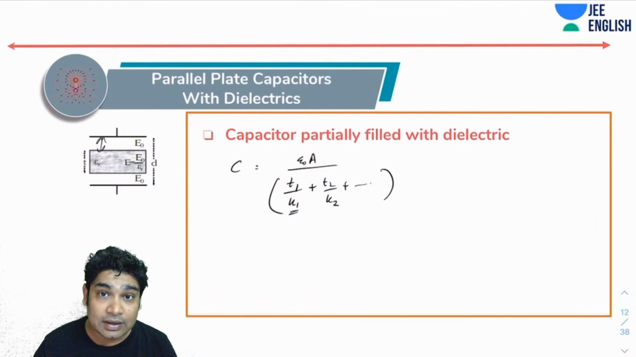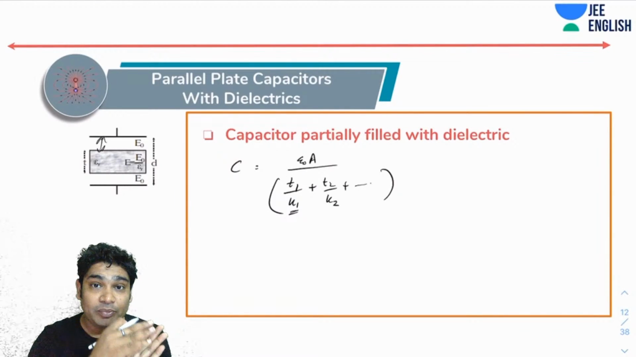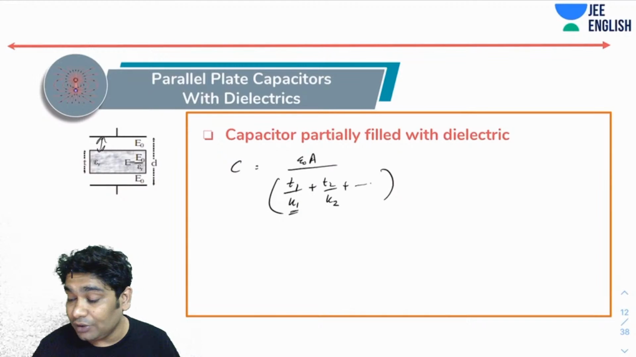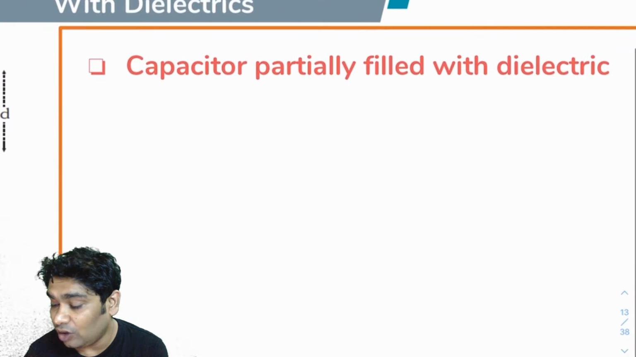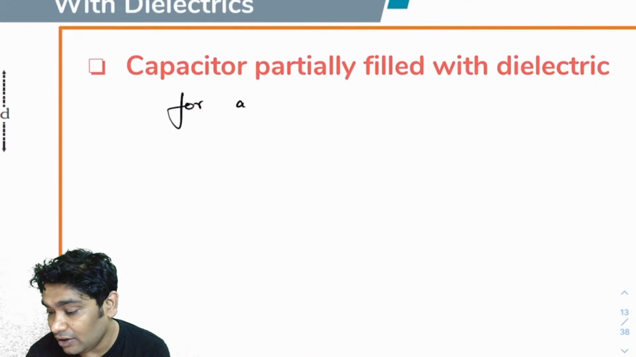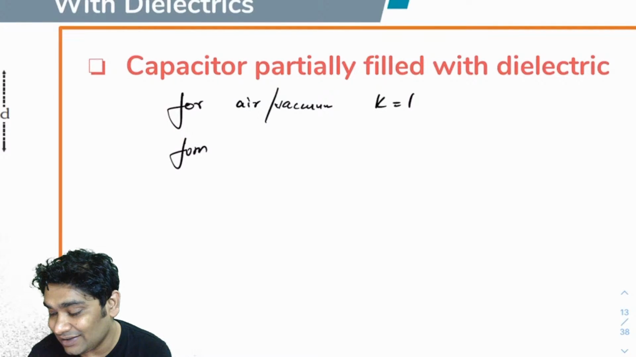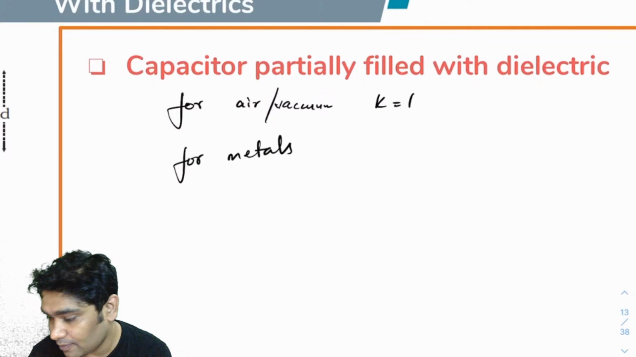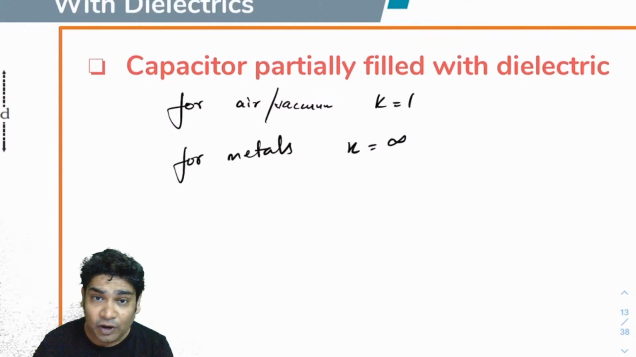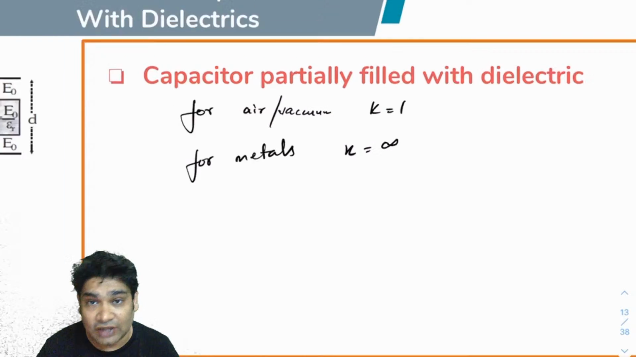In case you're keeping a piece of metal inside, then for metal, your K would become infinite. So please remember, for air or vacuum, your K is 1. For metals, you can consider the K to be infinite. And for any other dielectric, you will put the dielectric constant of that.